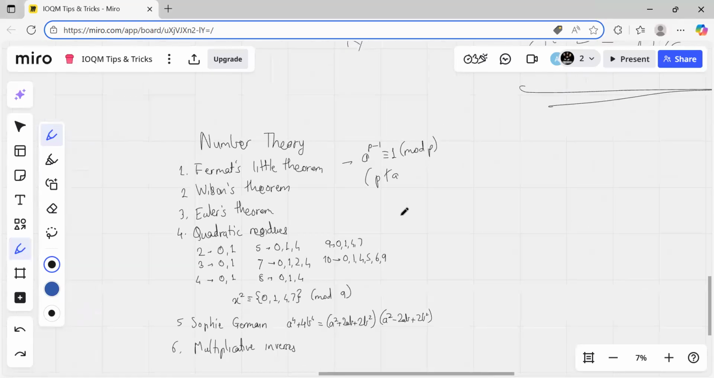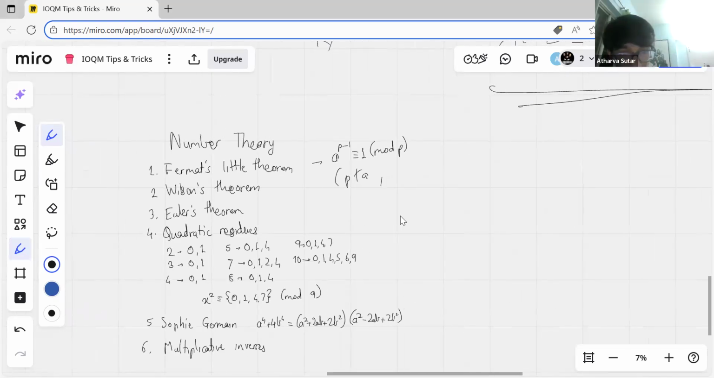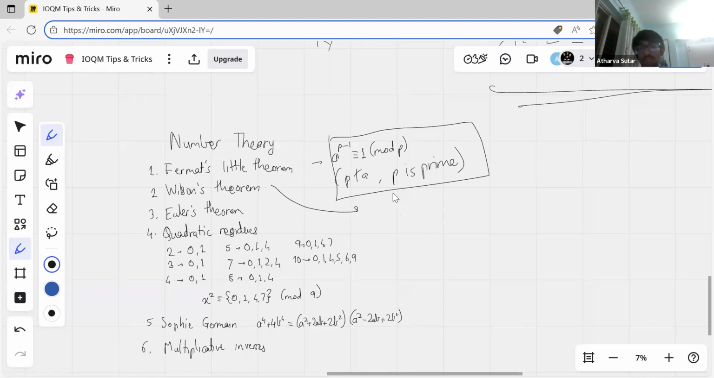And p is prime. This is extremely helpful. Then Wilson's theorem: again, p is prime. So p minus 1 factorial is congruent to minus 1 mod p. This is also very helpful because factorial problems do come in IOQM.